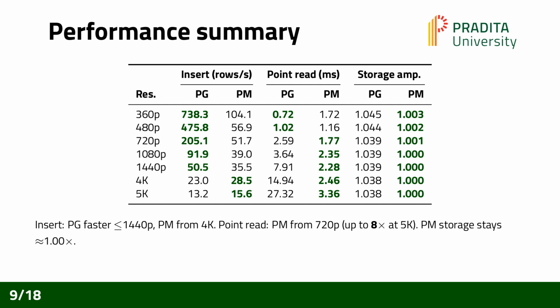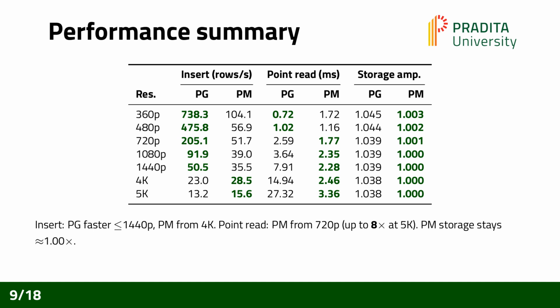Now for the part everyone's been waiting for, the results. Let's start with raw performance, and this table tells a story of crossovers rather than a single winner. Look at insert throughput, measured in rows per second. At the small end, inline PG is dramatically faster. At 360p, it pushes over 730 rows per second against the hybrid's 100, and it keeps its lead all the way up through 1440p. But watch what happens at the top.